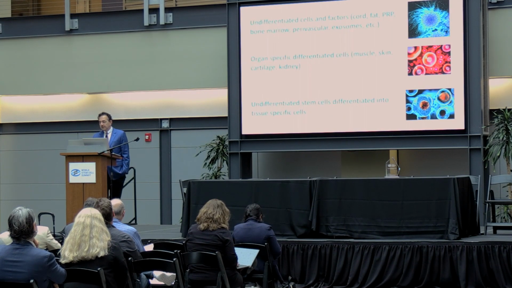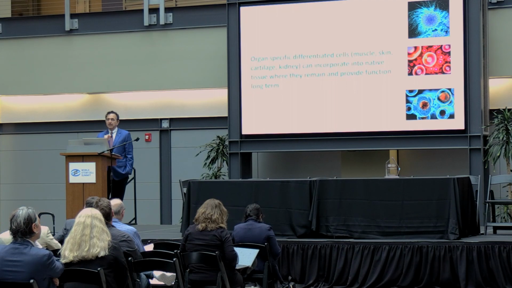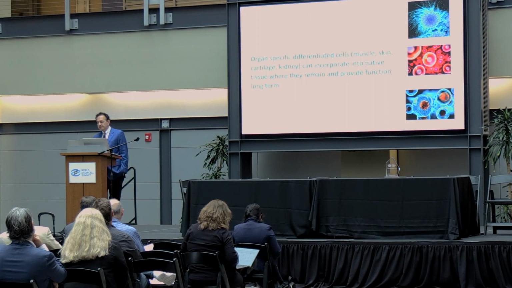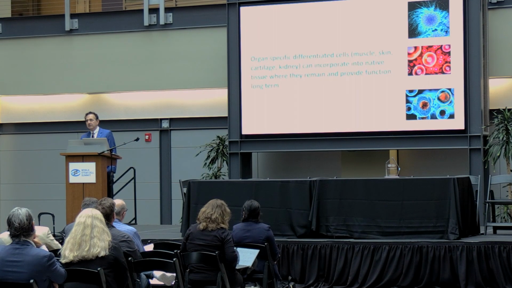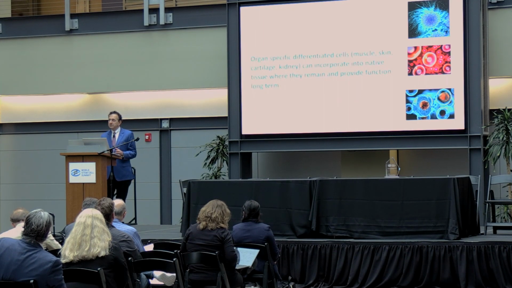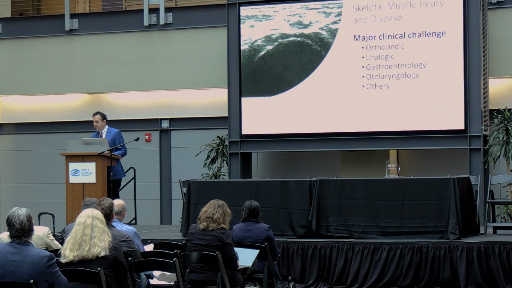So next are the organ-specific differentiated cells. And these are cells that you get from the specific tissue and organ. And we seldom ever talk about these cells because we talk so much about mesenchymal stem cells. But with these organ-specific cells, you can go to things such as muscle or skin and cartilage and kidney, and then you can incorporate those cells back into the native tissue where they will stay, as opposed to the other cells where they leave the body mostly within 24 hours. These cells will stay at that site and provide function possibly long-term. Let me give you a couple of examples of this.